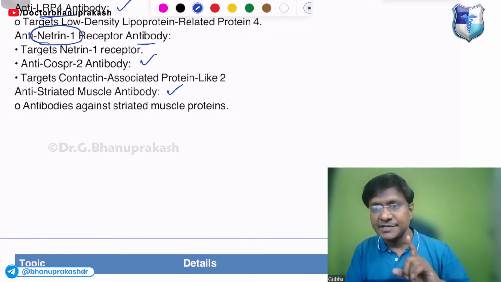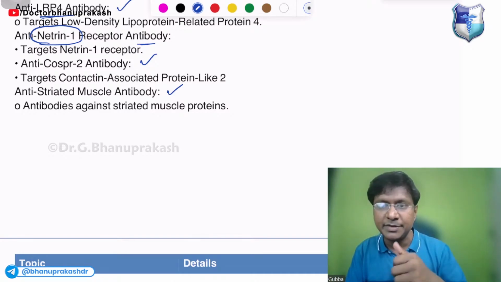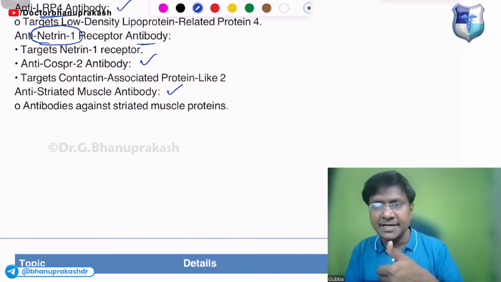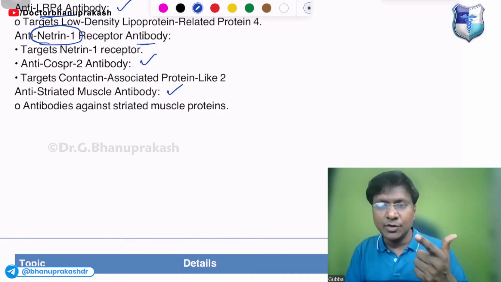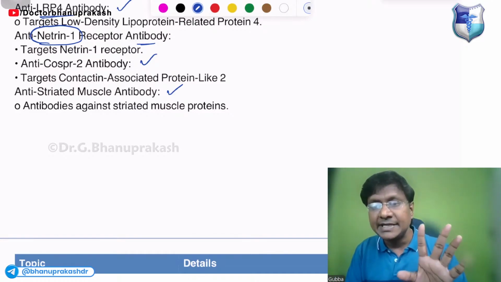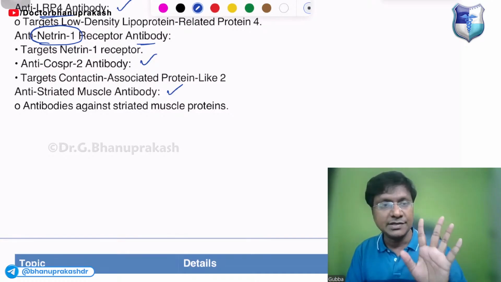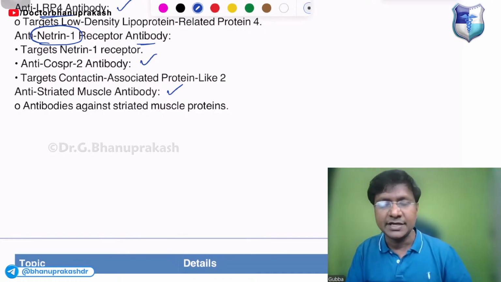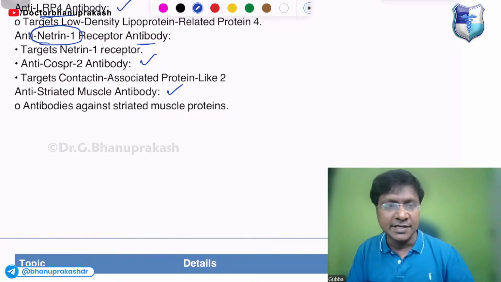The antibodies present in case of myasthenia gravis are: number one, anti-acetylcholine receptor antibody; anti-MuSK antibody, present in almost 10% of individuals; then anti-LRP4 antibody; the other one is anti-netrin 1 receptor antibody; the other one is anti-COSPR2 antibody; and the other one is anti-striated muscle antibody. These are the antibodies in case of myasthenia gravis. But in the option, it was given as anti-netrin 3, which is an incorrect statement.